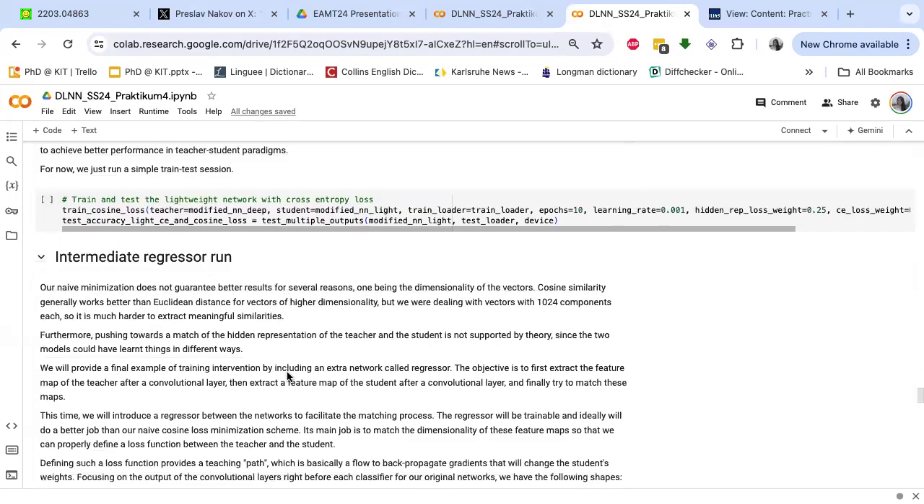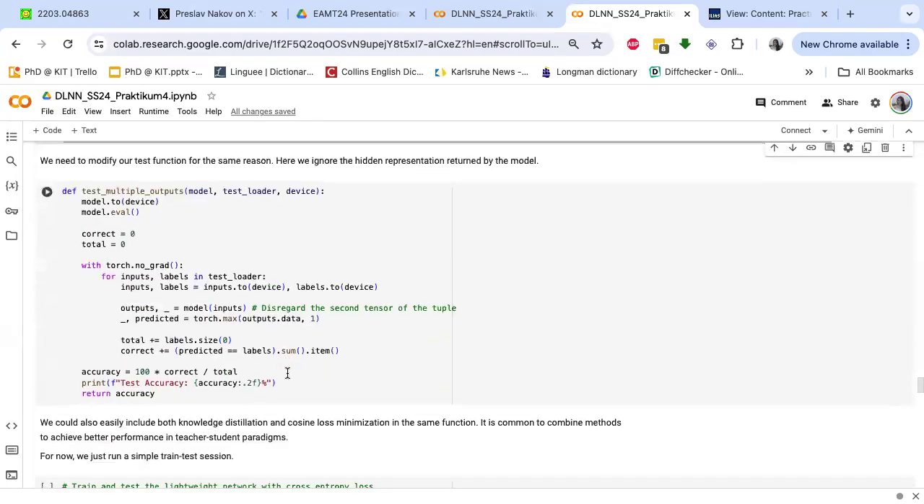And then we would do more testing on that. So that is all for the second part. Any question on this? Yes.